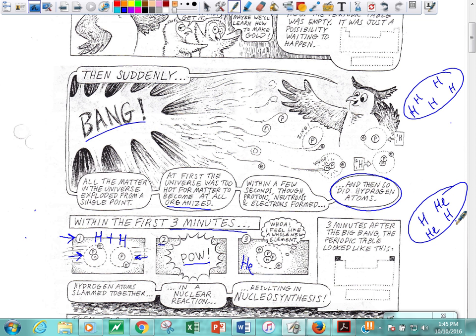Then a few minutes later, were things flying around really fast right after the Big Bang? Yeah, extremely fast. And that's what you need in order for fusion to take place. So these hydrogen atoms slammed together, nuclear fusion reactions were occurring, making helium. So our periodic table at this point is empty except for the first two elements, hydrogen, helium. We good? Okay.